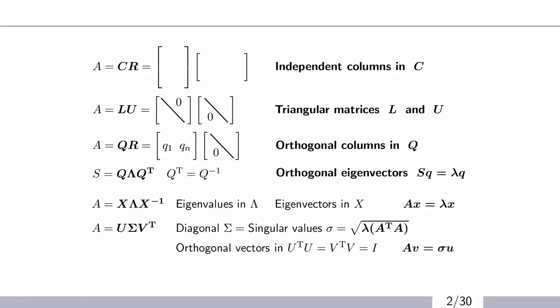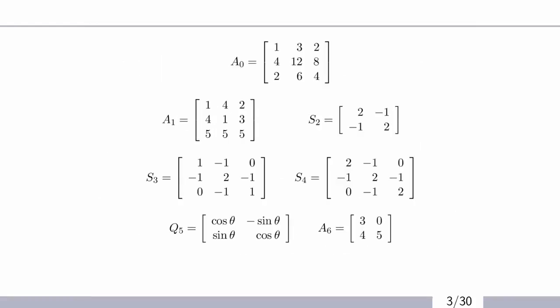A equals CR, that's the new way I like to start teaching linear algebra. And I'll tell you why. Okay, here we have a few examples that will lead to our ideas. You see that matrix A0. A matrix is just a square or a rectangle of numbers. But those numbers have special features.